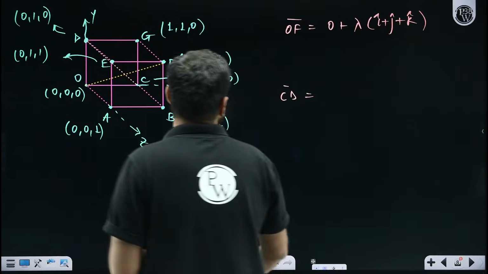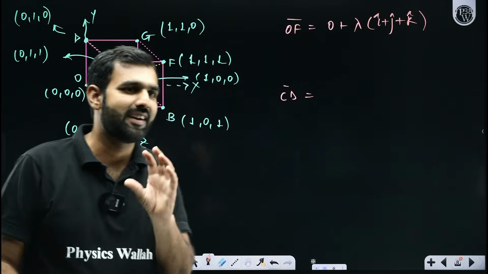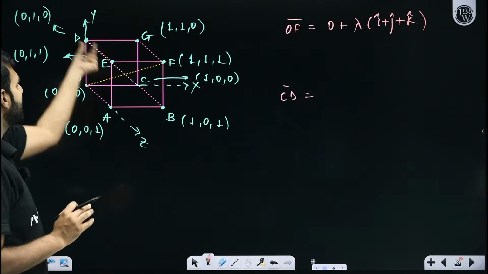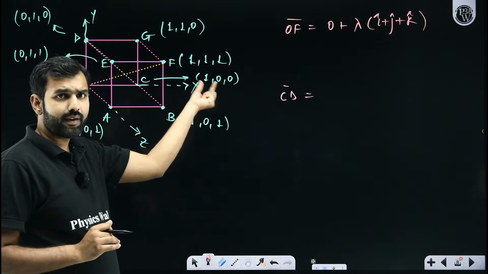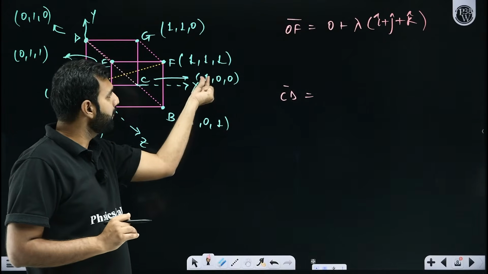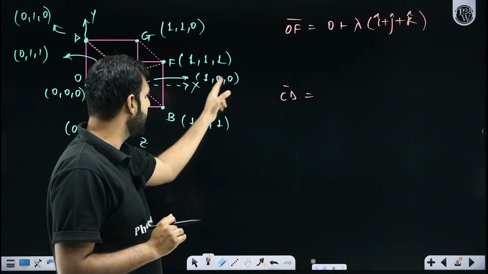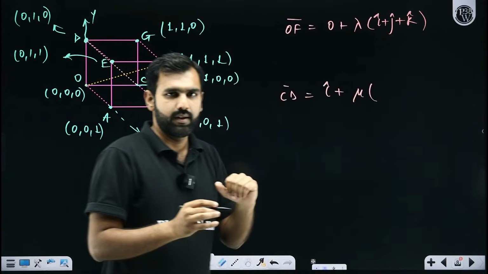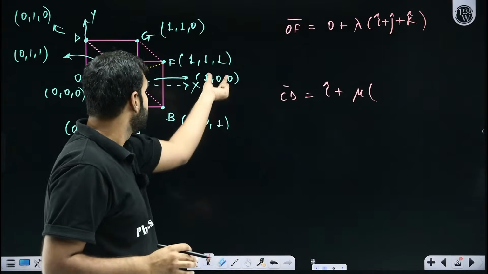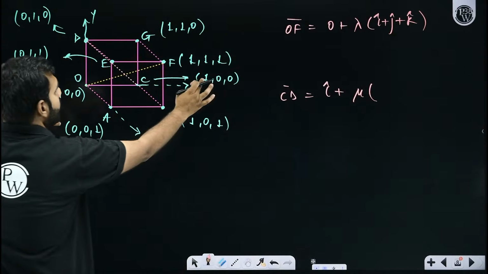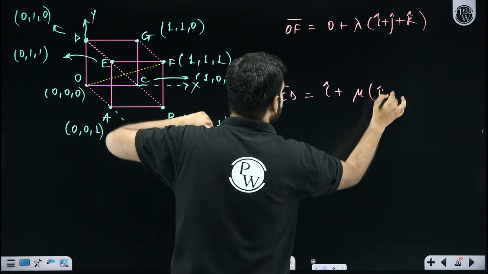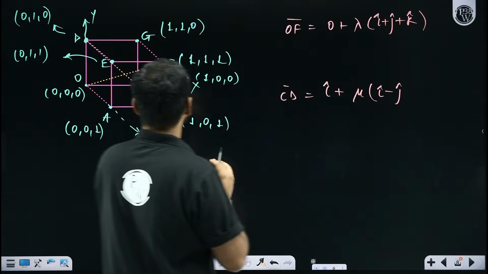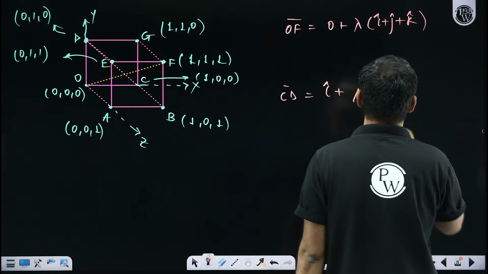Similarly, when I'm willing to define the vector CD, how will I define it? Again, C and D. So let's take C. What is C? It is 1, 0, 0, so i cap plus 0 j cap plus 0 k cap. So this will be i cap plus mu times, I hope you are clearly understanding this, this minus this. So it will be 1 minus 0, that is i cap. Then 0 minus 1, that is minus j cap. Then 0 minus 0, that is 0 k cap. So this will be i minus j.